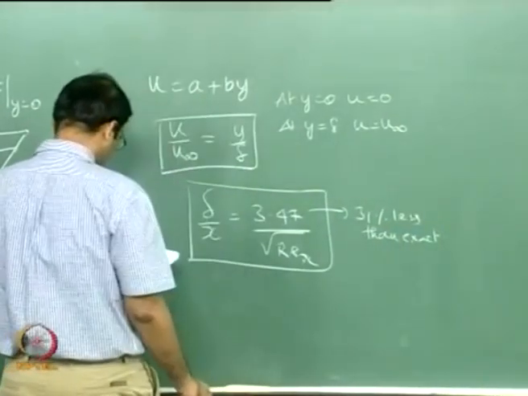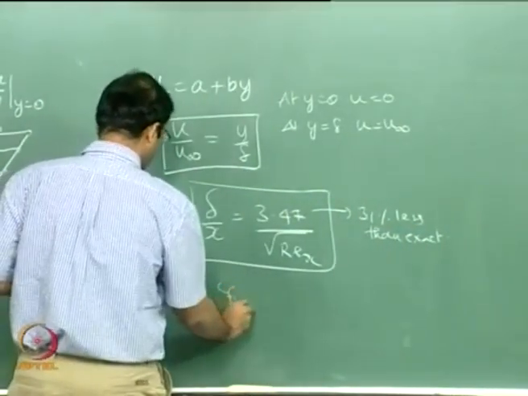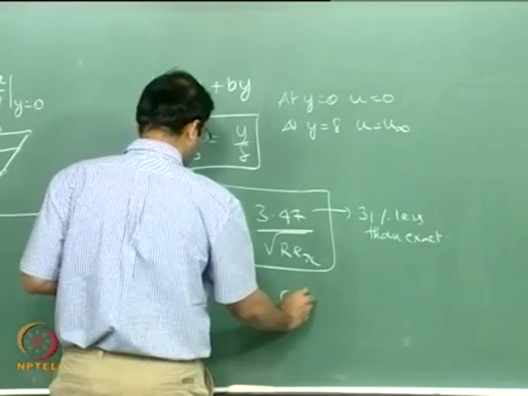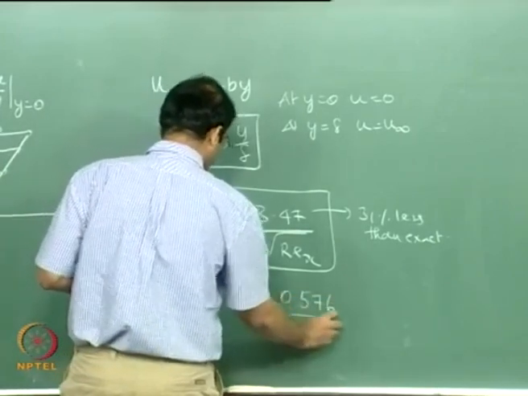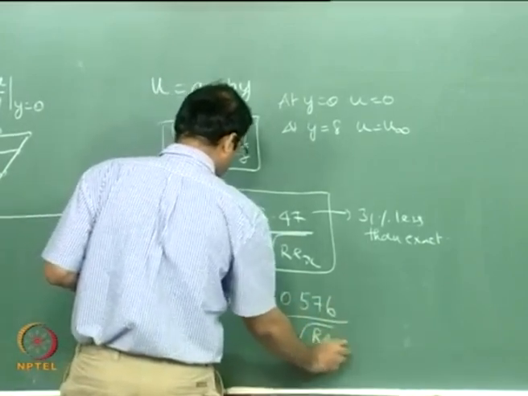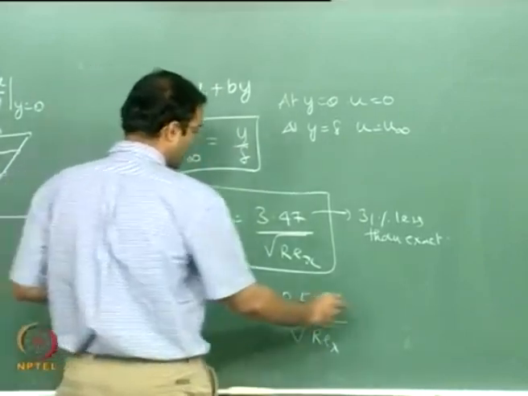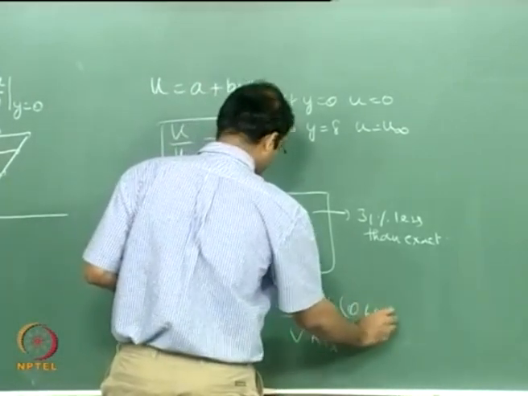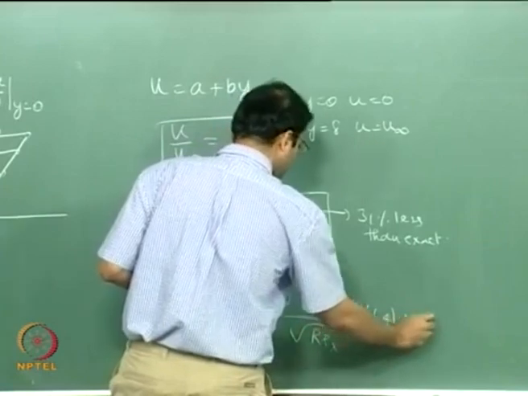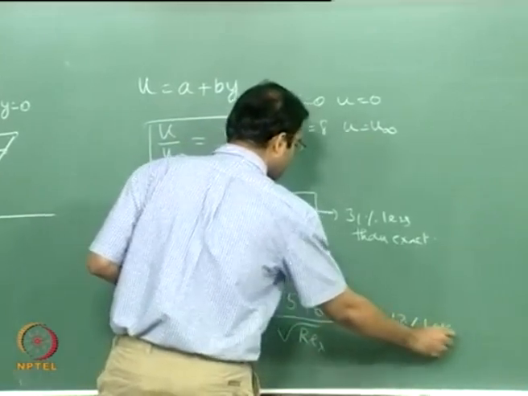And so was your local variation of skin friction coefficient, which came out to 0.576 by square root of Reynolds number. The actual value was 0.664. So this is about 13% less than the exact solution.